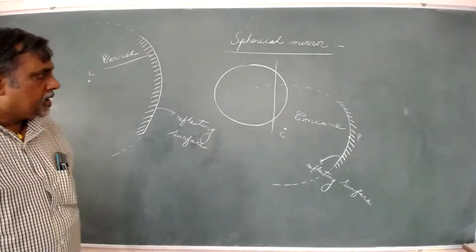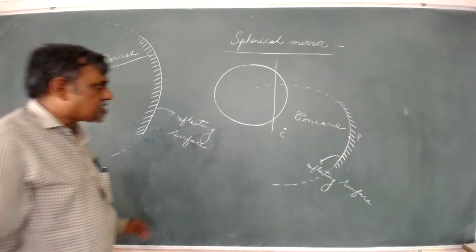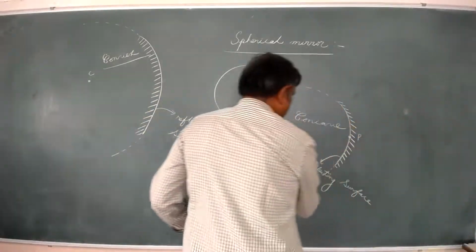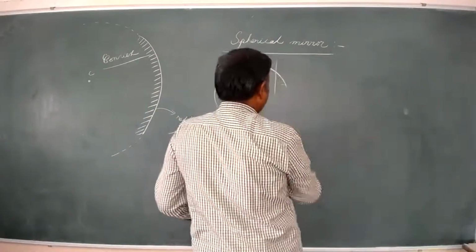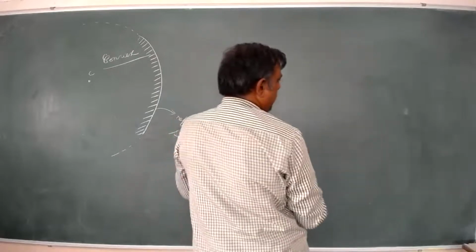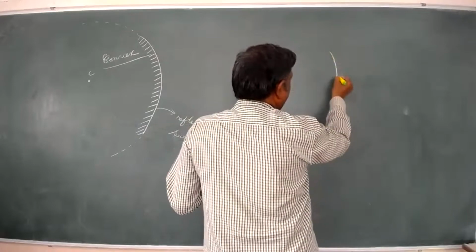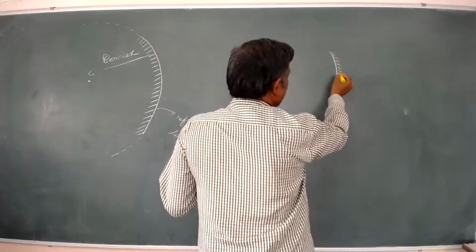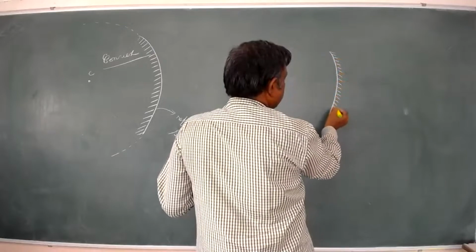Got it? Okay. Now, in the case of concave and convex mirrors, there are some things we have to keep in mind. So, what are they? Some definitions. All those definitions you are aware of. Even then, just for revision's sake, I am recalling. Suppose you take a concave mirror like this, and the exterior portion is coated with silver paint.